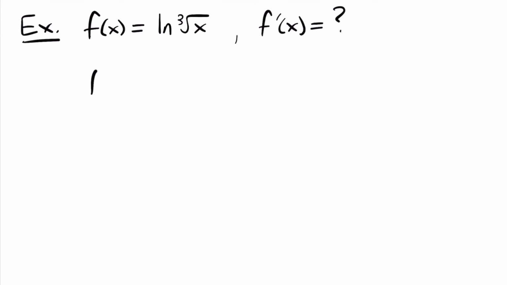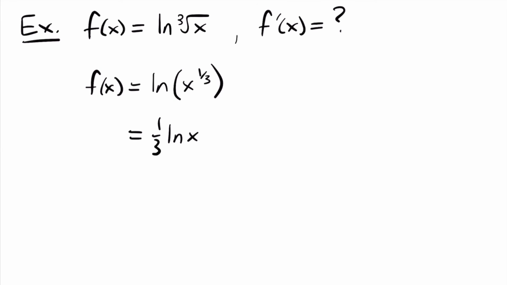And so we'll have that the function f of x is equal to the natural log of x to the 1/3 power. And so then what we can do is use one of our logarithmic properties that we looked at to move this power to the outside of the natural log function. And so our function will be equal to 1/3 times the natural log of x. And so that means that f prime of x is going to be equal to the derivative of this function, and that's just going to be equal to 1/3 times the derivative of the natural log of x. And so we'll have 1 divided by 3, or 1/3 times 1 divided by x, right? That's the derivative of the natural log of x.